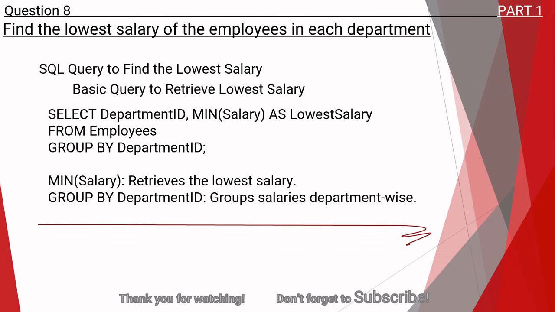The SQL query shown here selects the department ID and finds the minimum salary in each department using the min function. The group by clause ensures that the results are grouped by department.